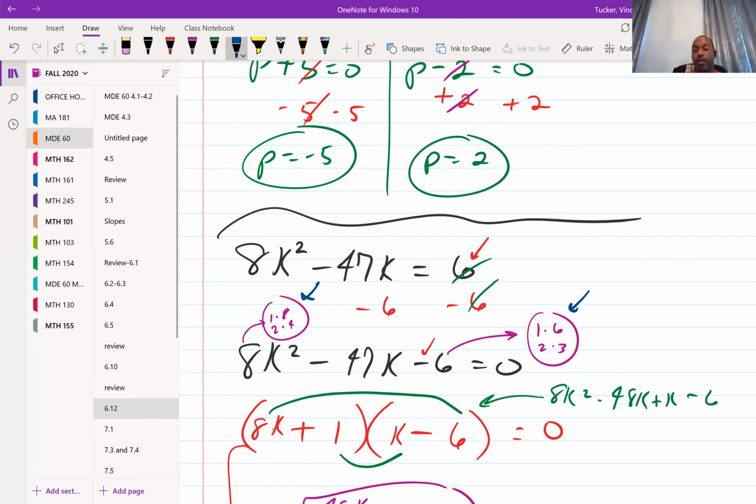But if you just play with the numbers, the more you do it, the less it becomes trial and error. For some of us, it's just about getting in there and using these different combinations, seeing what doesn't work and what does work. And that's how you will get your practice in and get more efficient at doing your factorizations. But the factorization for this will be 8k plus 1 times k minus 6.